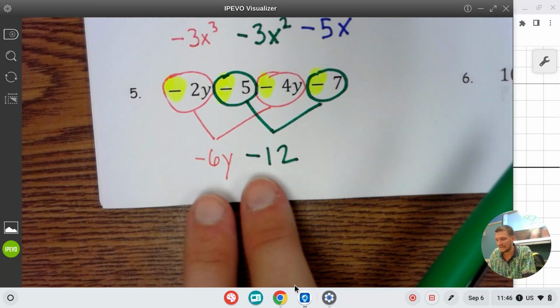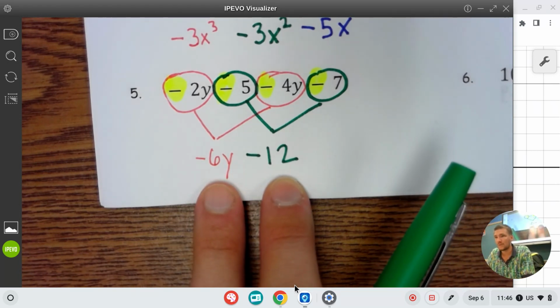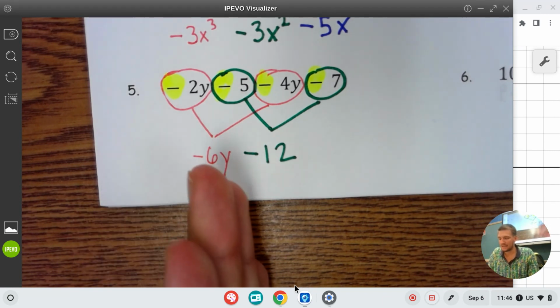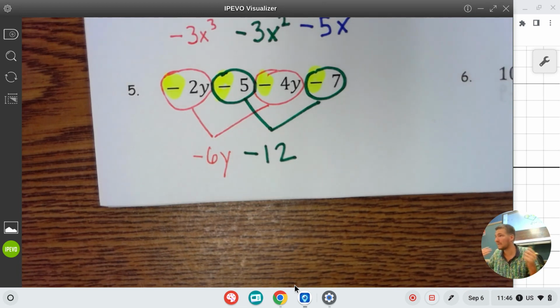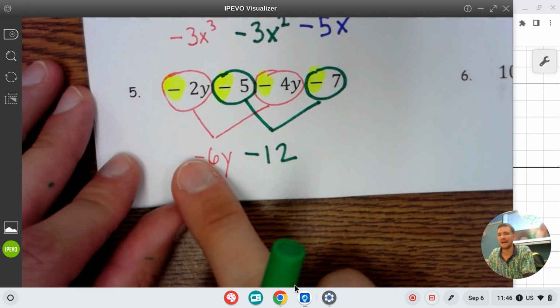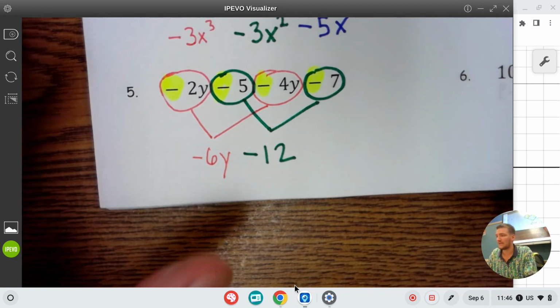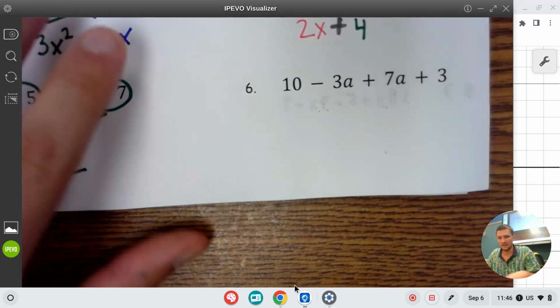Do we need a plus to keep these apart? No. The general rule of thumb is you only get one symbol in between the terms. We already got a minus, so we don't need a plus. That would give us two symbols. That would be a problem. I went really fast through number 5. Do we feel okay with number 5? Doing all right? Any questions? Good? Perfect. Let's finish off.